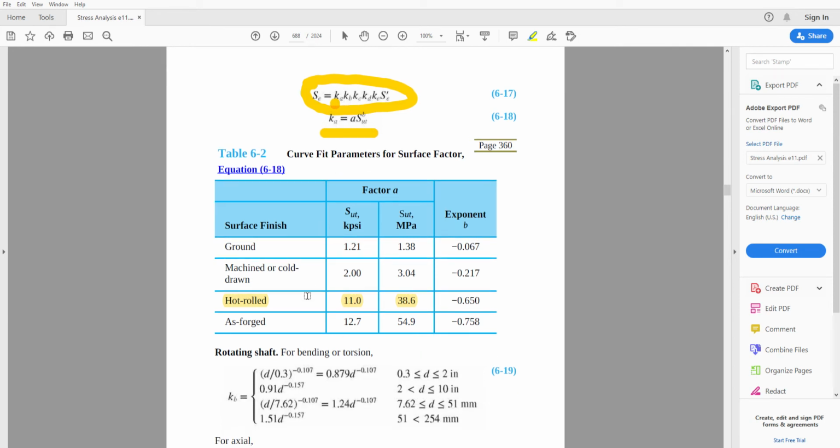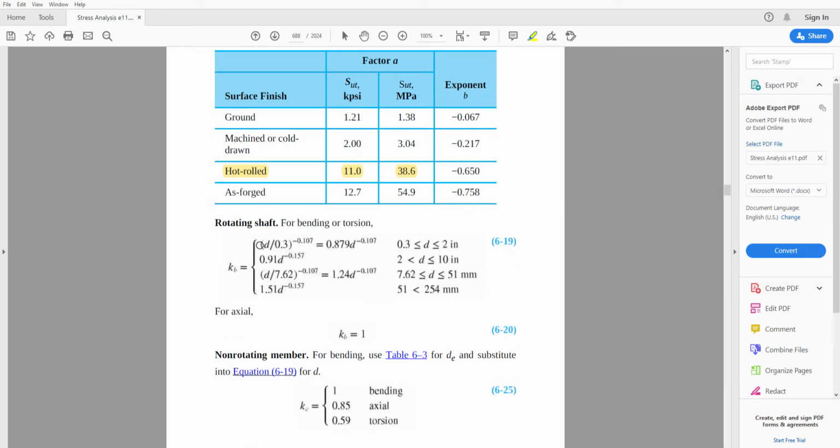So moving on to Kb, this is called the size factor. It depends on the dimensions of your piece. So if we have a rotating shaft, we can use this. Kb is equal to this, and as you can see, it depends on the diameter of the shaft. So let's assume the diameter is 0.5. So 0.5 is larger than 0.3 and it's less than 2. Use this relation. You plug in 0.5 here, you find Kb.